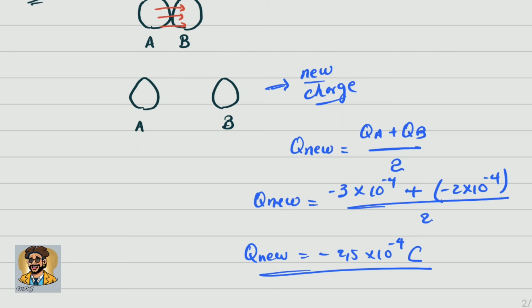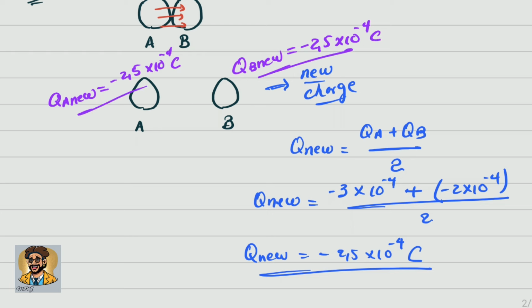What does it mean? It means that each of the spheres will have this charge right now. So QA new will be now negative 2,5 times 10 to the minus 4 coulombs, and the new QB is also going to be negative 2,5 times 10 to the minus 4 coulomb. That is what is meant by this one, and we already calculated.